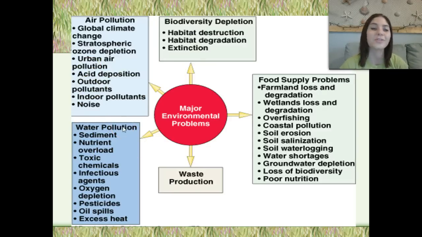Water pollution, which includes sediment, nutrient overload, toxic chemicals, infectious agents, oxygen depletion, pesticides, oil spills, biodiversity depletion. Basically, we are wiping out different types of species, habitats, including our own, and degradation, as well as contributing to extinction. We have food supply problems that we're going to take a look at: farmland loss and degradation, wetlands loss and degradation, coastal pollution, soil erosion, soil salinization, soil waterlogging, water shortages, groundwater depletion, loss of biodiversity, and poor nutrition.